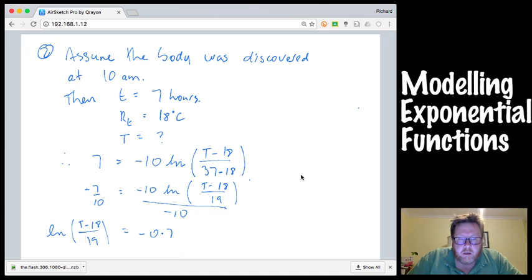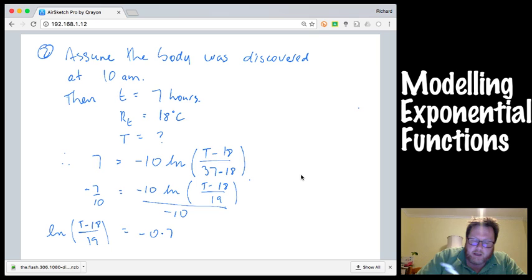So what we are going to do is simply express this logarithmic function as an exponential instead. So remember, natural log means log base e. So that means that e to the power of negative 0.7 is equal to t minus 18. So if you remember that log base a of c equals b, then a to the b equals c. So in this case, a is e, b is negative 0.7, c is (t minus 18) over 19.